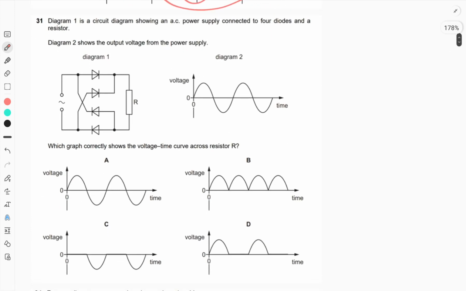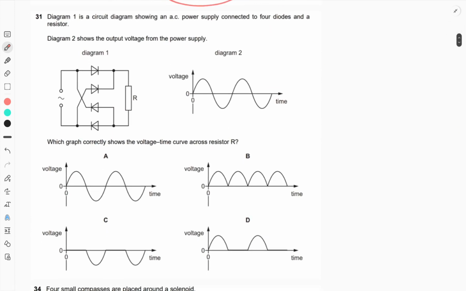Then I move on to 31. Now this was a good question. Now this is how full wave rectifiers work, but you don't need to know what a full wave rectifier is. You only need to know how a diode works. So a diode will work in the forward bias condition, which means when the conventional current is moving from the positive of the diode to the negative of the diode.